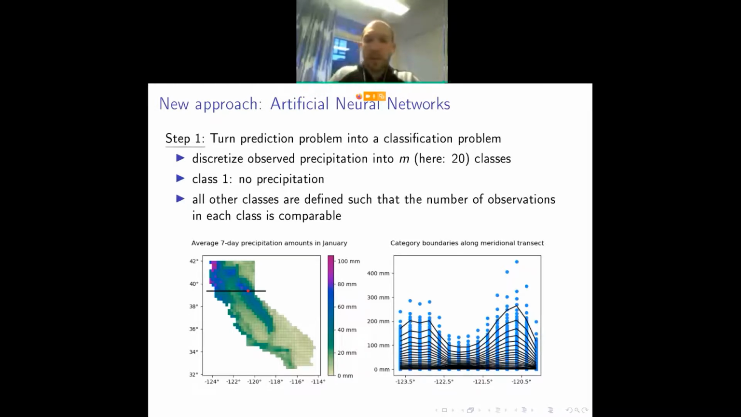In order to discretize this in a way that the different categories are populated more or less equally across different locations, both wet and dry climatologies, we introduced a zero precipitation category, and the rest was divided equally according to the percentiles that divide the remaining probability. That way, we now get 20 precipitation categories, and those are the categories that we are trying to predict with the neural network model.